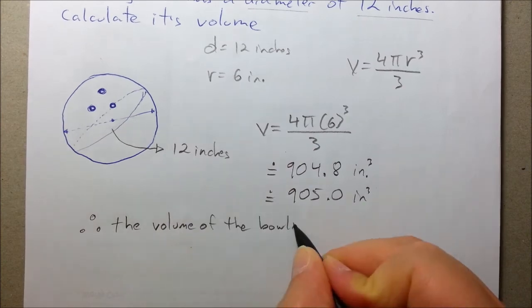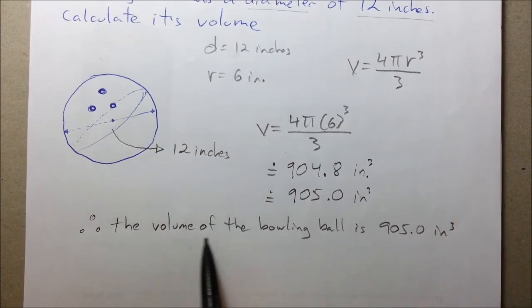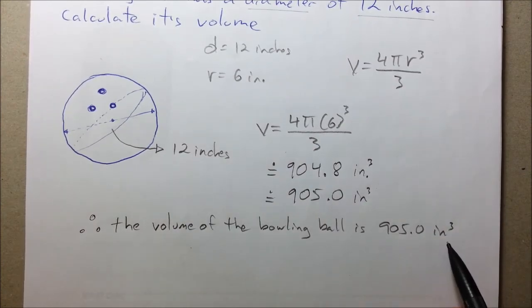So we can say therefore, the volume of the bowling ball is 905 inches cube.